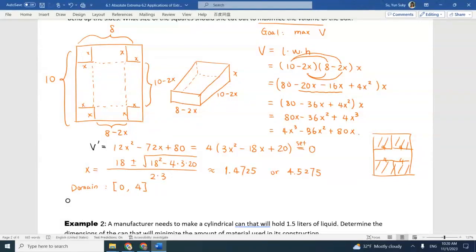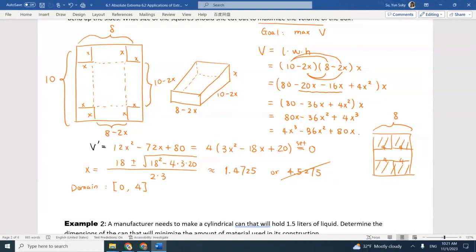Because here is 8, right? Your square must fit in here. So the largest you can cut is 4, the half of 8. Okay, everybody? And we know 4.5 is outside of the domain, so we don't consider that as a critical point, right? Then we can draw the table.